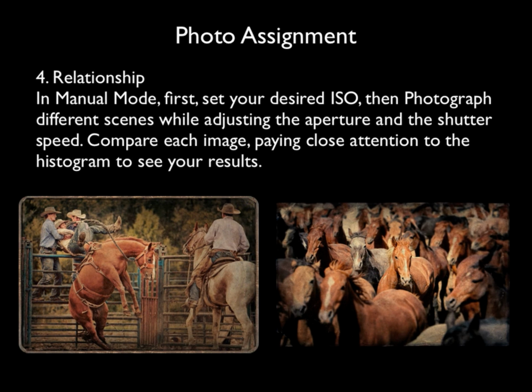Number 4, relationship. In manual mode, first set your desired ISO, then photograph different scenes while adjusting the aperture and the shutter speed. Compare each image, paying close attention to the histogram to see your results.